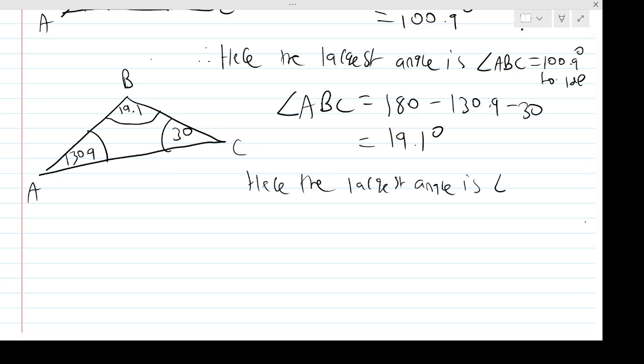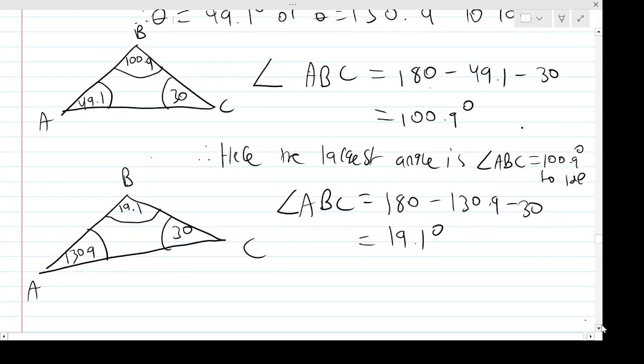And so therefore, here the largest angle in this triangle is the angle at A, right? So it's going to be angle BAC, which is 130.9 degrees. Cool. So yeah, I get two different triangles based on the two different solutions I get for theta.